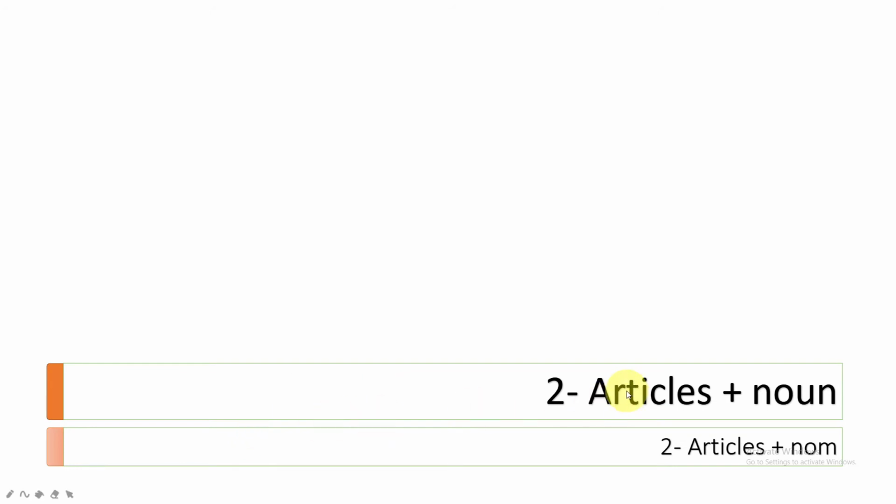Second point, between an article and a noun. Between articles and nouns. Entre les articles et les noms.